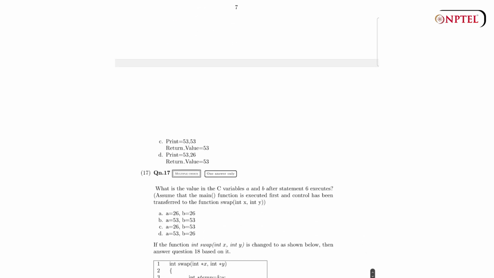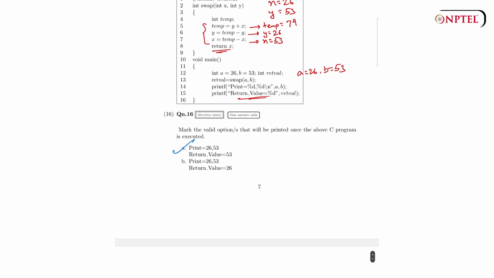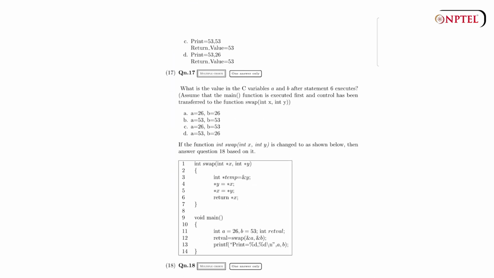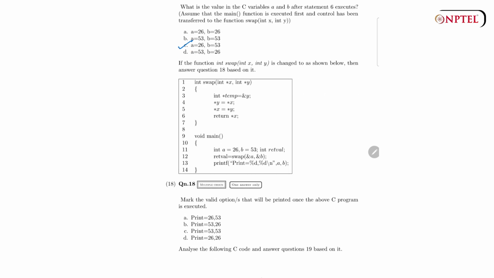What is the value of the C variables a and b after statement 6 executes? Honestly, a and b are not being affected because what I'm passing here is just the values and not the pointers or the variables themselves. So a and b are just going to remain 26 and 53 all through. Okay, let's go to the next question.